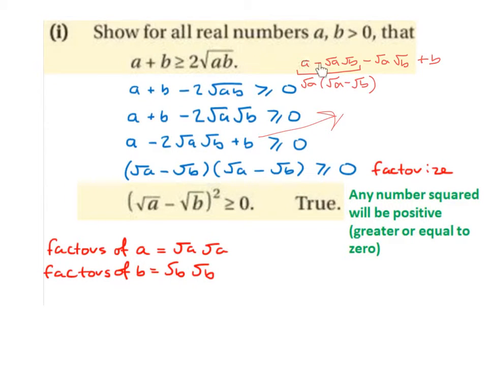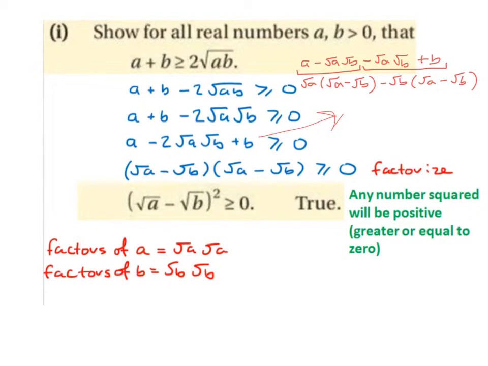So factorizing a minus root a root b, well, the highest common factor is going to be root a, because remember the factors of a are root a times root a. So root a into a leaves us with root a, because root a multiplied by root a is a. And root a into minus root a root b will leave us with minus root b. So now I'm going to factorize the second 2 terms.